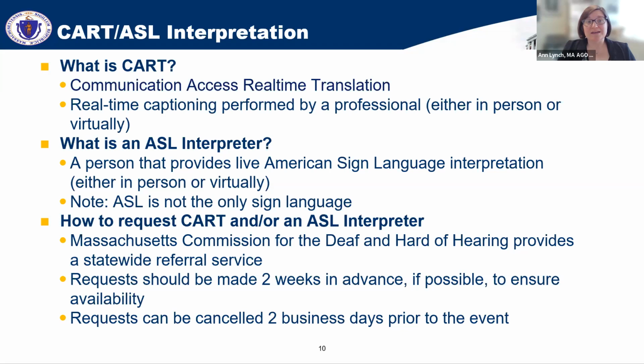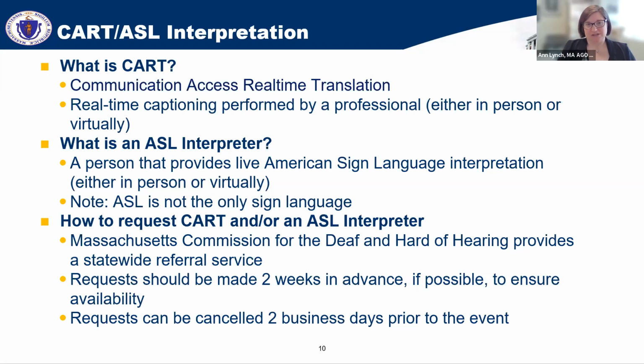So first, what is CART? CART stands for Communication Access Real-Time Translation. And CART really is real-time captioning performed by a professional. There are a lot of auto captions now. I think we're all getting more familiar with those. And we know that those can be flawed. They can be pretty good, or they can be deeply flawed. But CART is captioning done by a professional, much more like a steno at court.